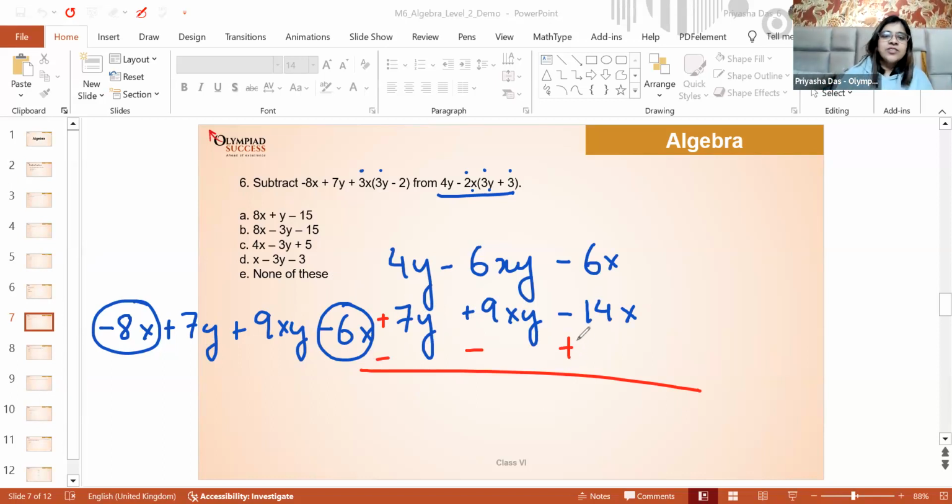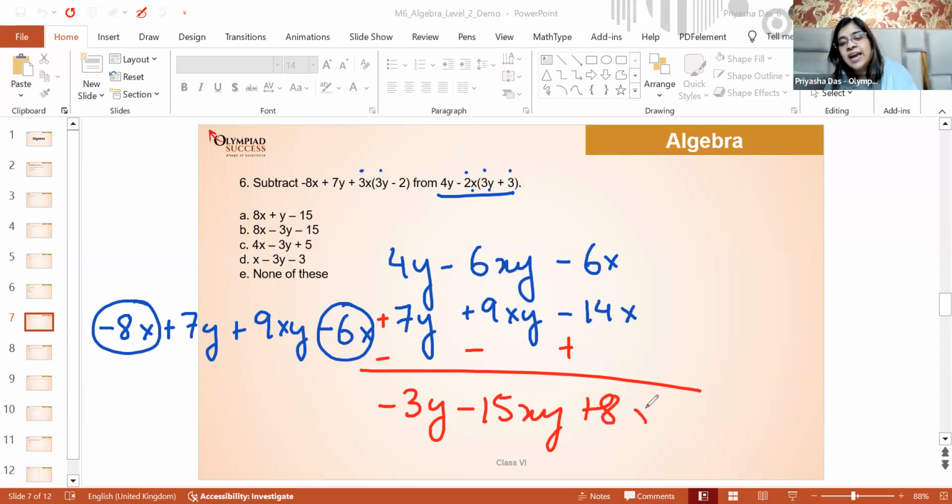Now let's concentrate. I think that the answers might not match some bit. Okay, 7 and 4. Minus 7 plus 4 minus 3y. Minus 9 minus 6. Negative 15xy. Plus 14 and minus 6 is a plus 8x. So plus 8x minus 3y minus 15xy, which is not matching.